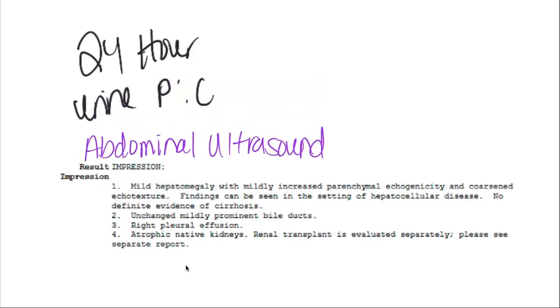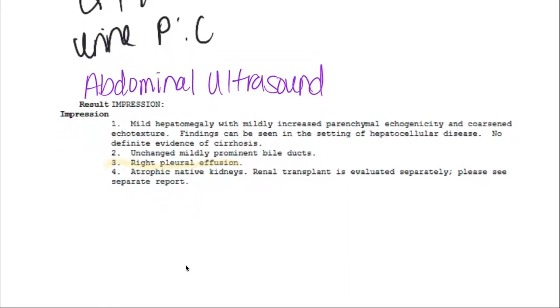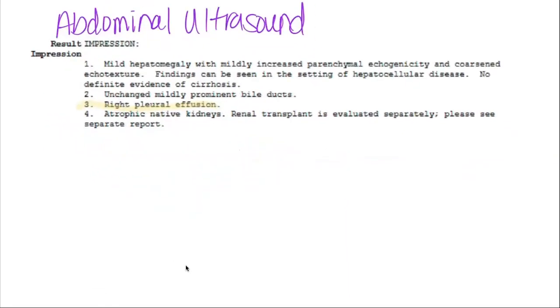Mild hepatomegaly, mildly increased parenchymal echogenicity, a texture you see in the setting of hepatocellular disease. No definite evidence of cirrhosis. They call out the right pleural effusion that we saw on our X-ray, and then atrophic kidneys. He also got a renal ultrasound overnight. We don't have that here in the abdominal ultrasound, but let's take a peek at that.